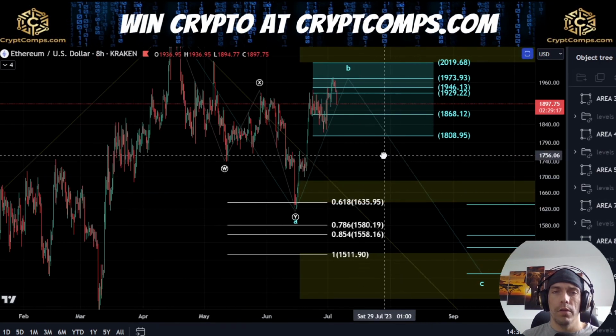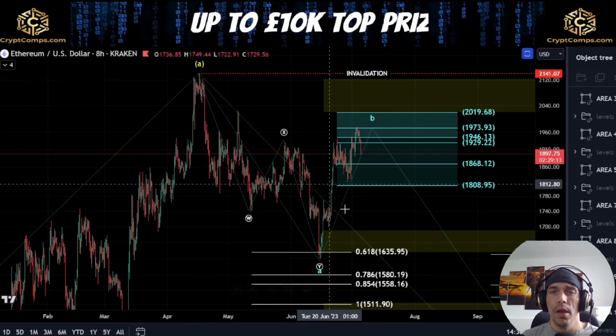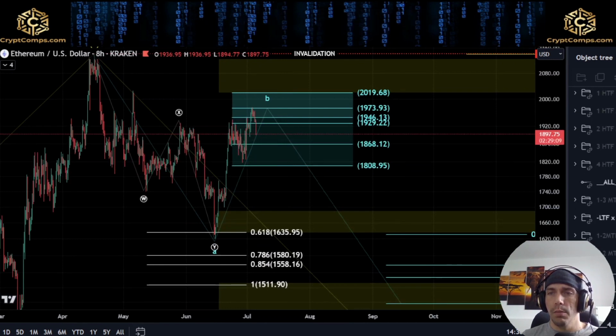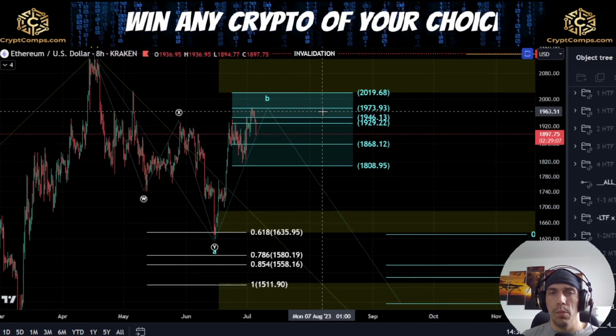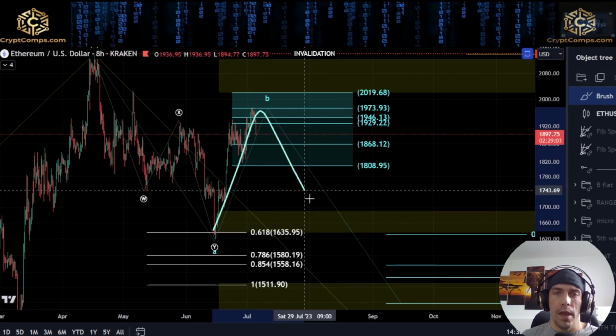Now we're going to go over some of the internal counts here. So we've already looked at this one. We're saying this is a WXY, looking for this as a B wave. Now within this count, I would say that it's probably more likely, if we're going to get this as a B wave here, what we're going to be looking for is rather something like this as A, B, and C.